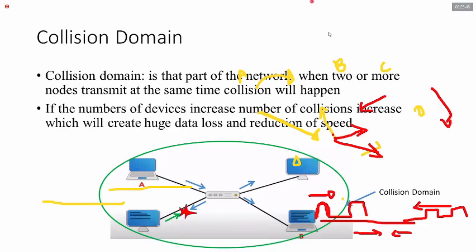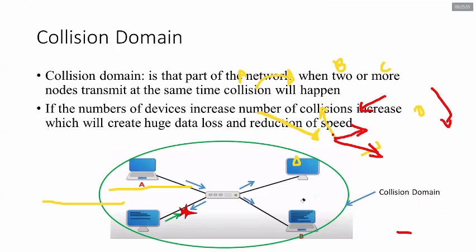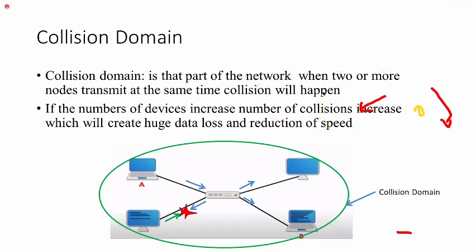Now we are going to learn a concept. This is not only for the hub, but common for all the devices, right? Something called the collision domain, right? So please listen to this properly, because this is something important, right? Collision domain is the part of the network where, when two or more nodes transmit at the same time, collision will happen. If the number of devices increases, the number of collisions increases, which will create a huge data loss and reduction of speed, right?